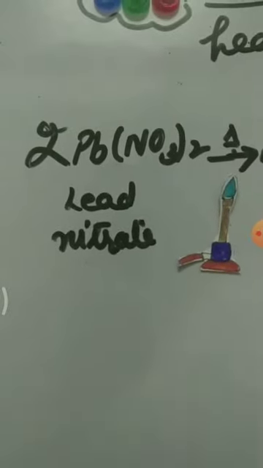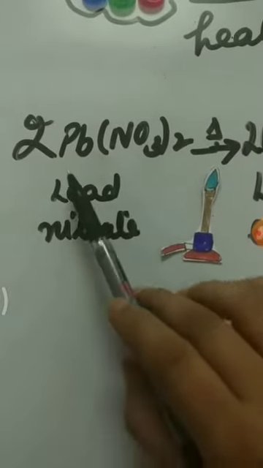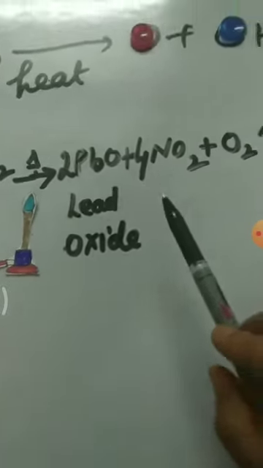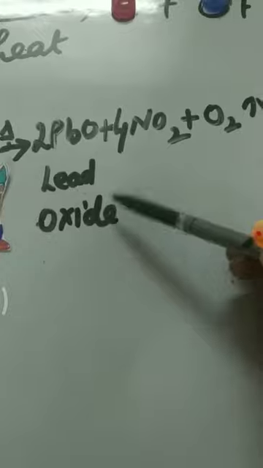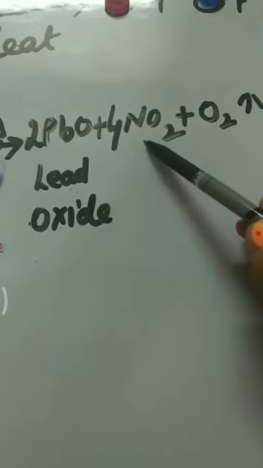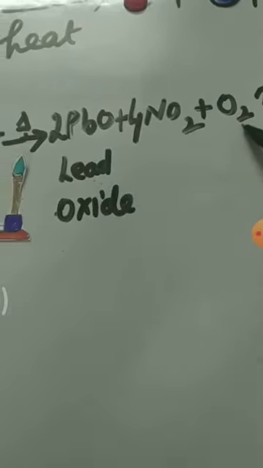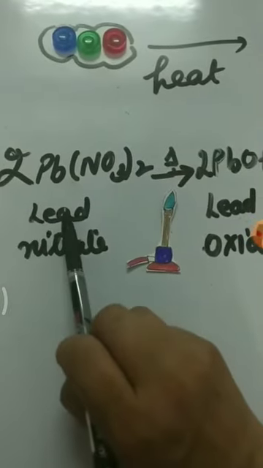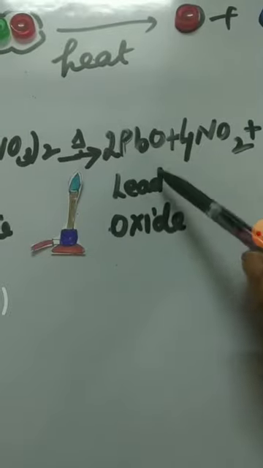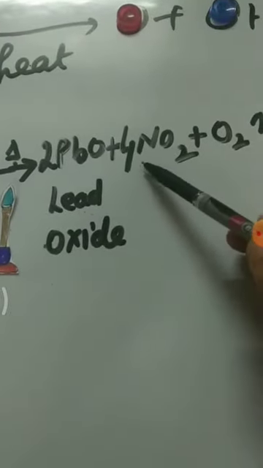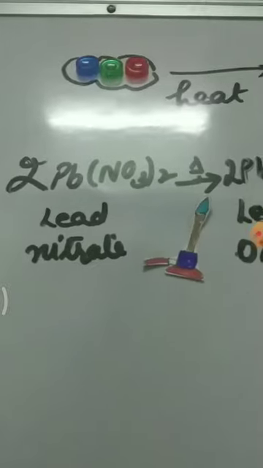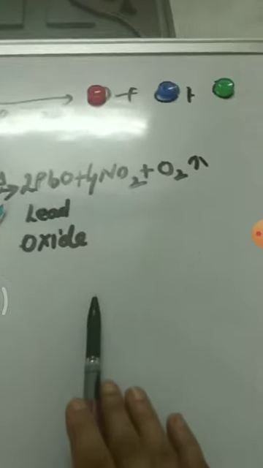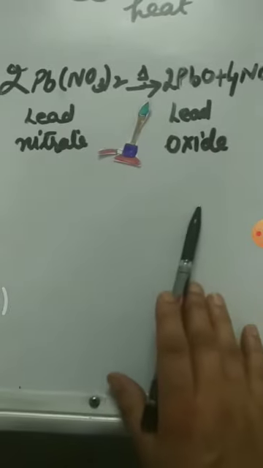Decomposition. Similarly, lead nitrate, Pb(NO3)2. When heated up, it gives the products lead oxide, nitrogen dioxide and oxygen gas liberated. For balancing the equation, we will put coefficient 2 in front of lead nitrate, coefficient 2 in front of lead oxide, coefficient 4 in front of nitrogen dioxide. In this way, lead nitrate undergoes thermal decomposition.